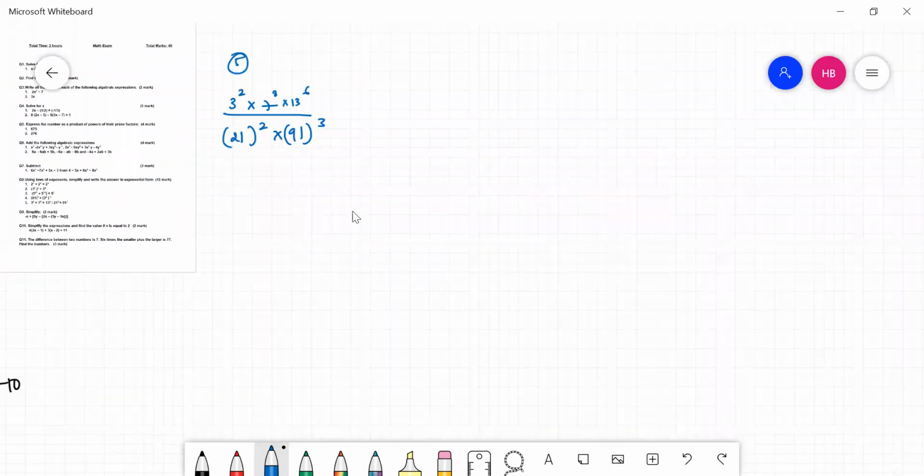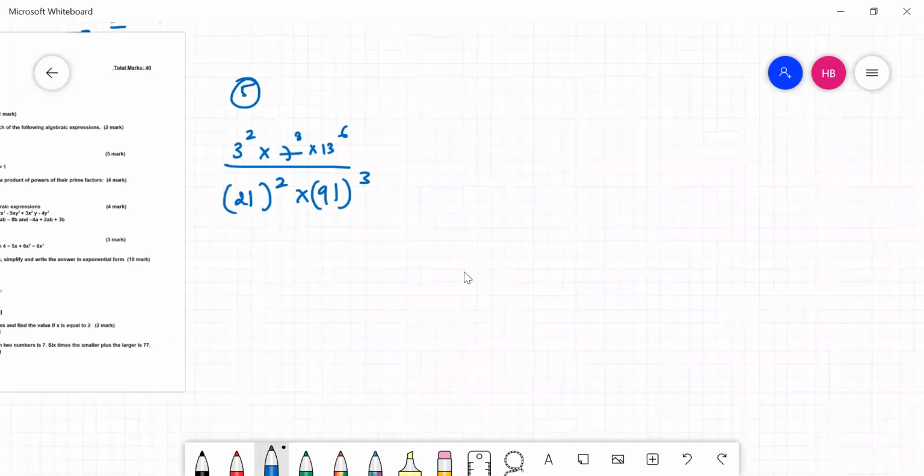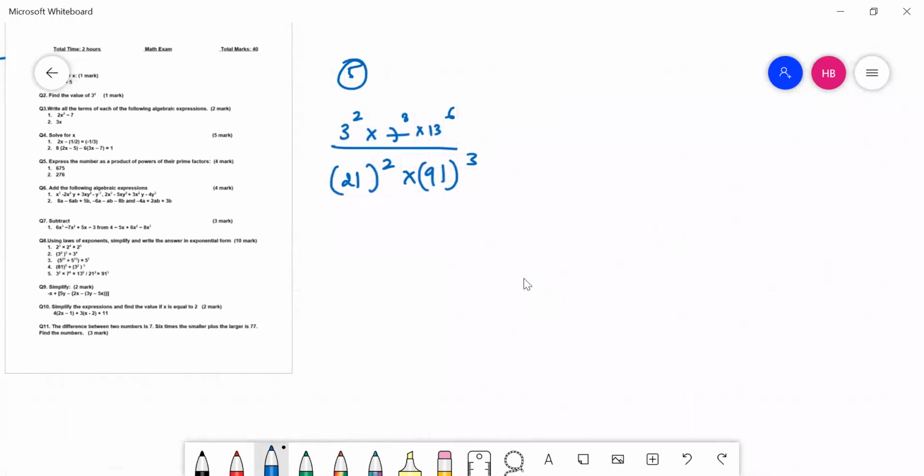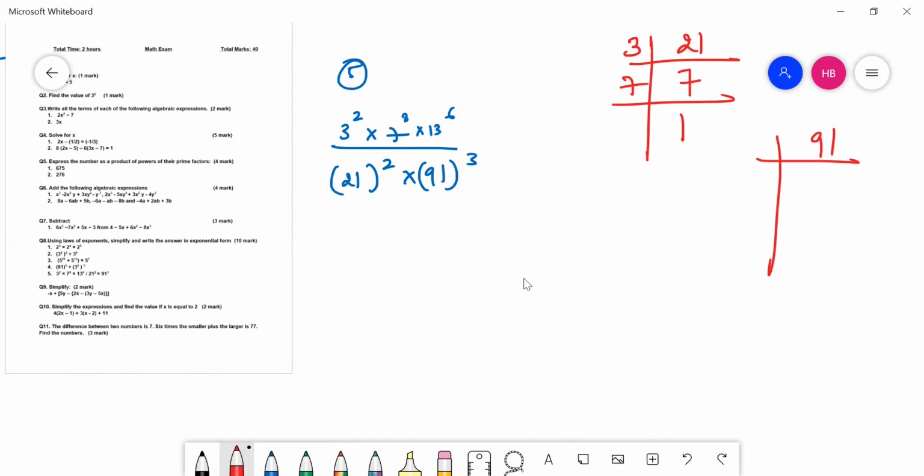So what are we going to do in this question? I see 21 and 91 are composite numbers, they are not prime numbers. So I'm thinking, can I write 21 in terms of 3, 7 or 13 so that I can cancel out the numerator and denominator? So I'll factorize 21. 3 sevens are 21, 7 ones are 7. So I know 3 into 7 gives me 21. Let me do it for 91 also. I know 13 sevens are 91.